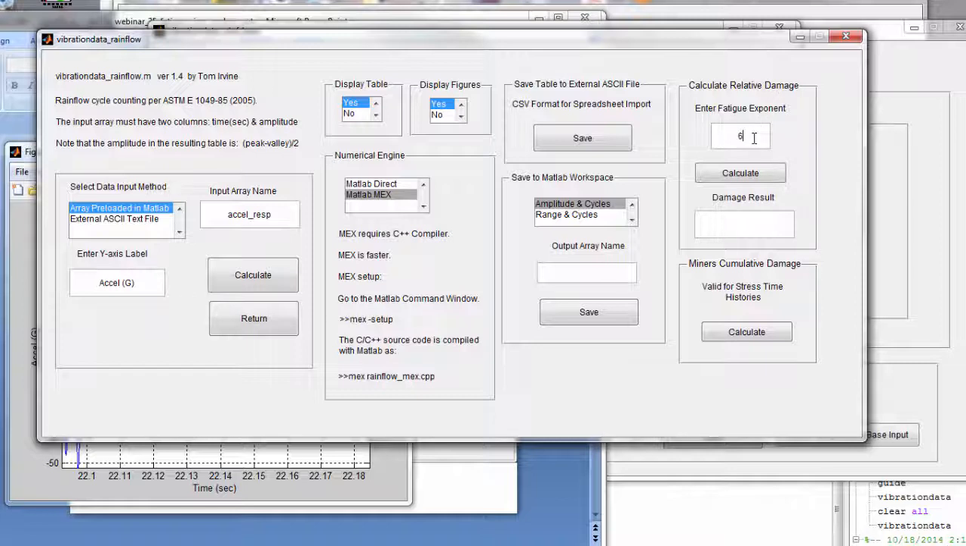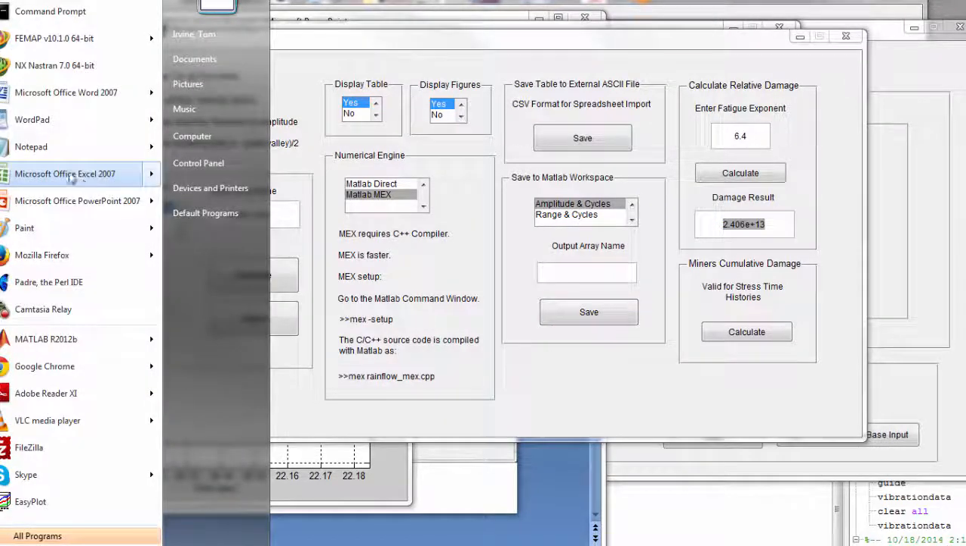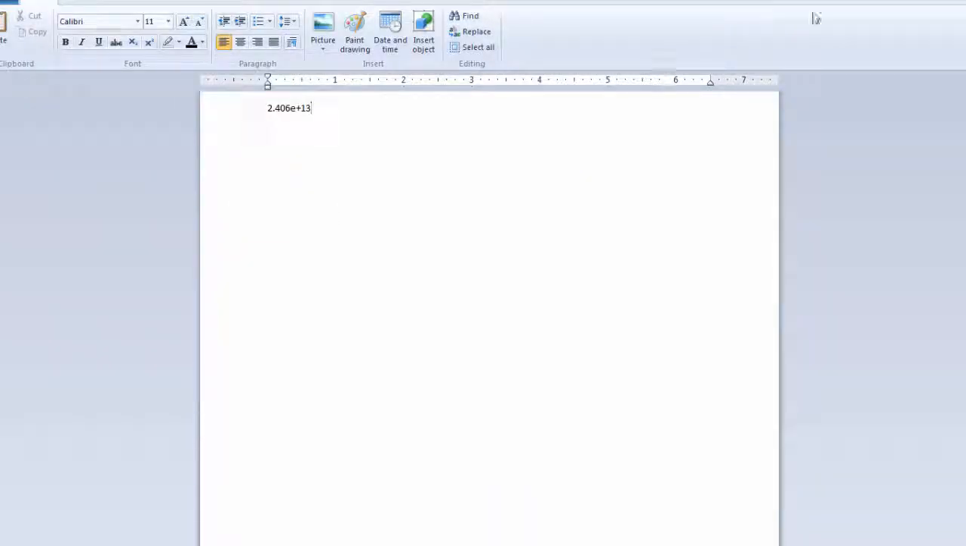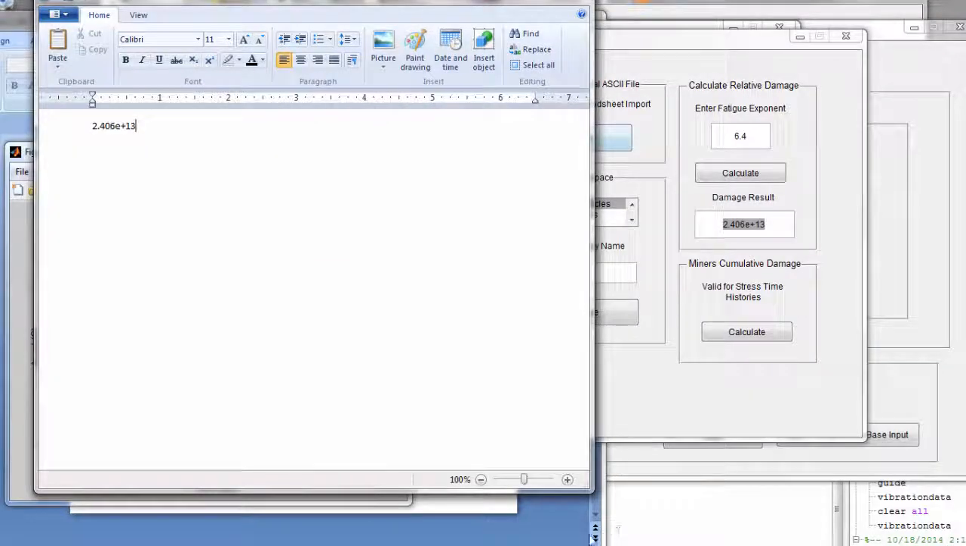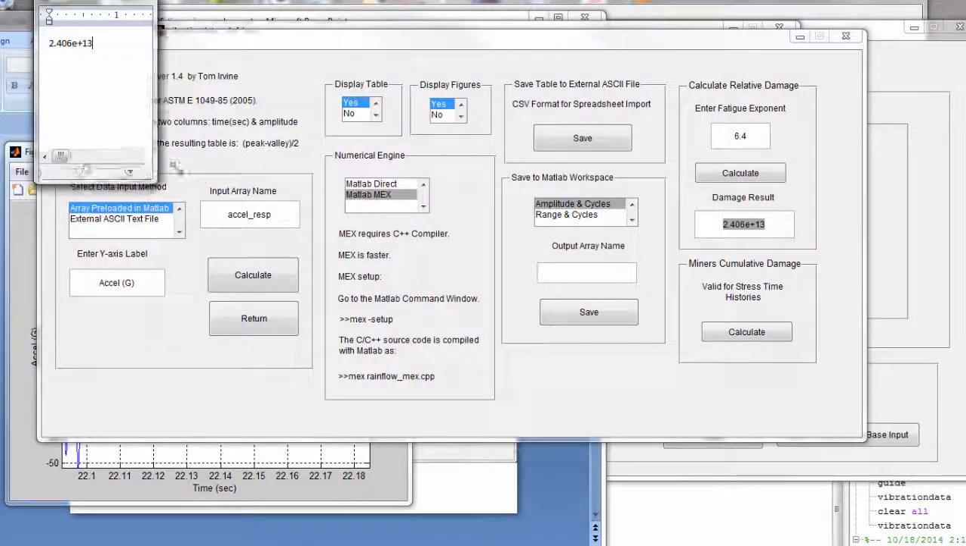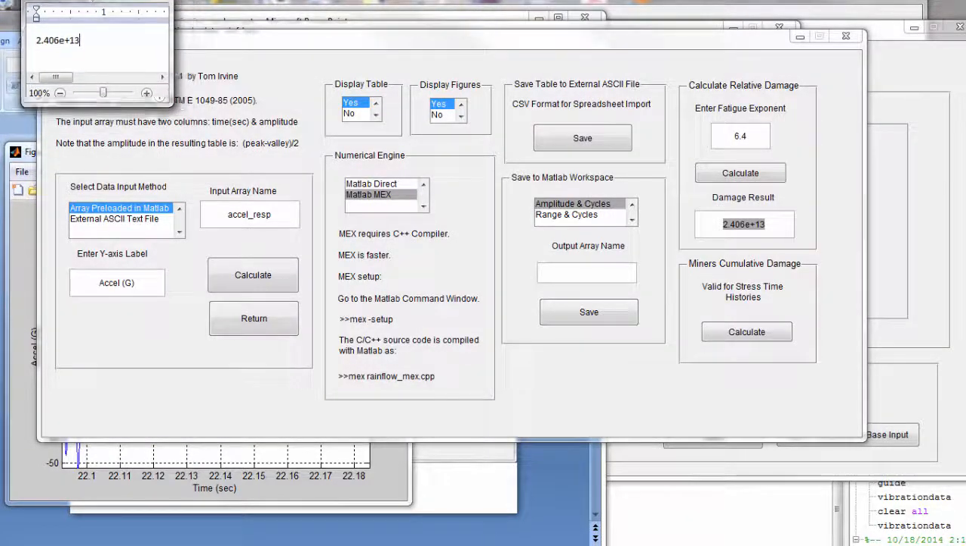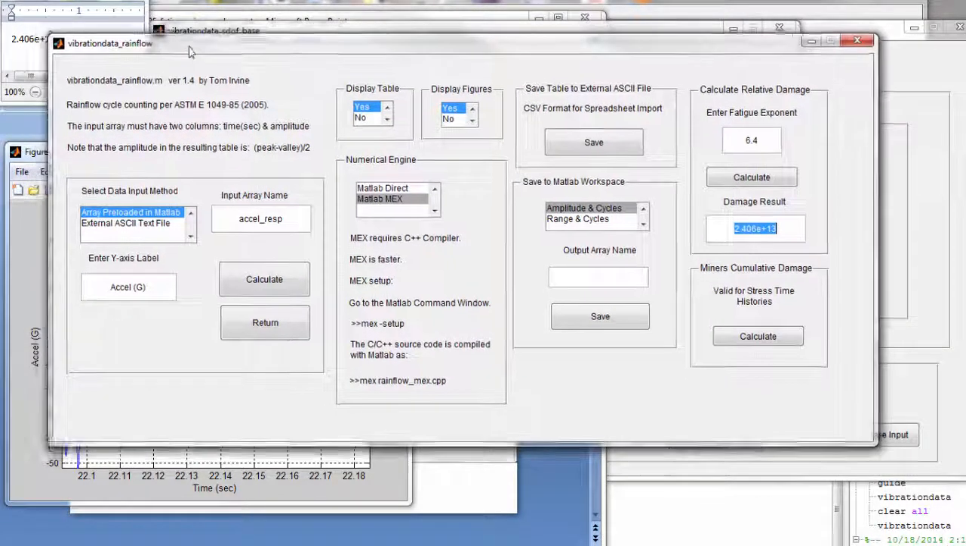So what is the relative damage for 6.4 fatigue exponent? The relative damage comes out to be 2.406 times 10 to the 13th power. Let's copy and paste that, because we're going to be using that shortly, as you'll see. So this is the time domain damage method.